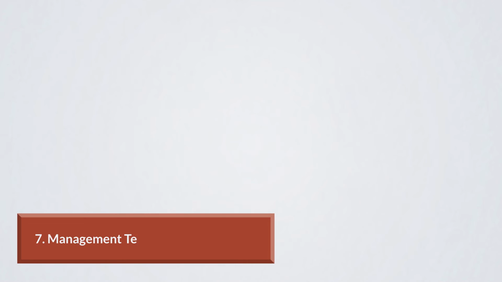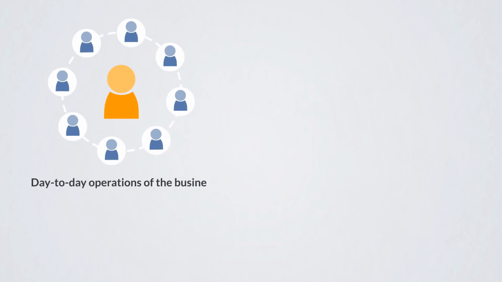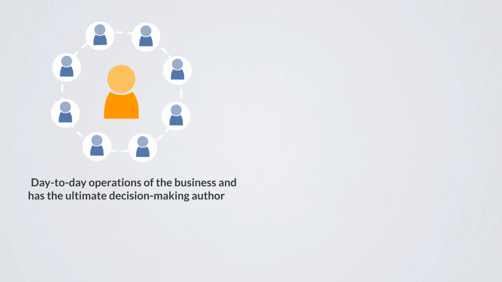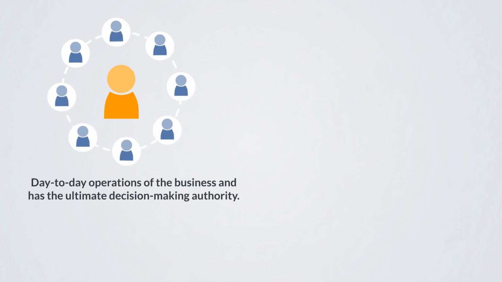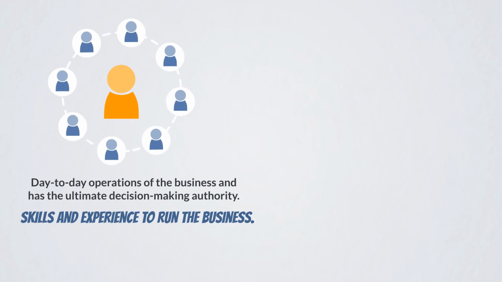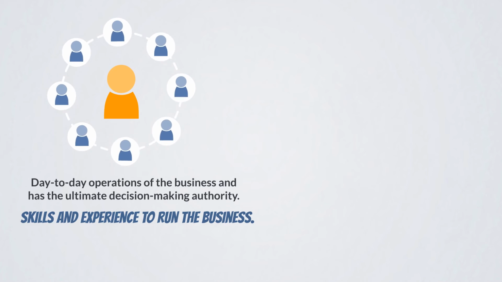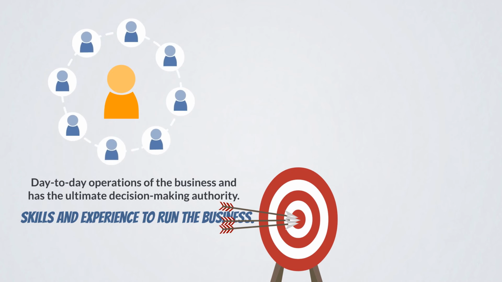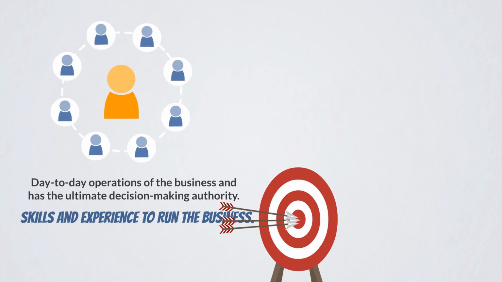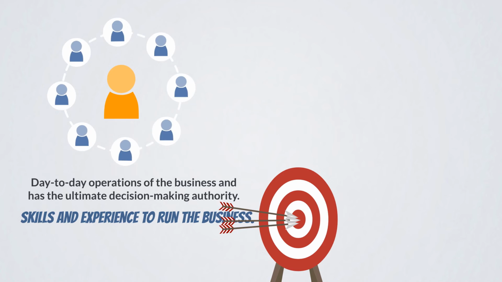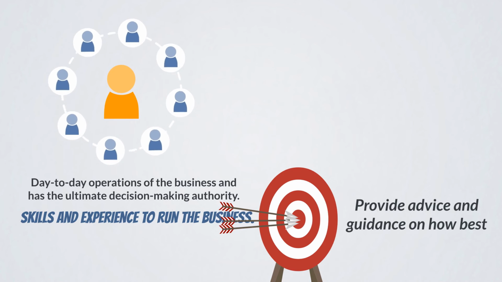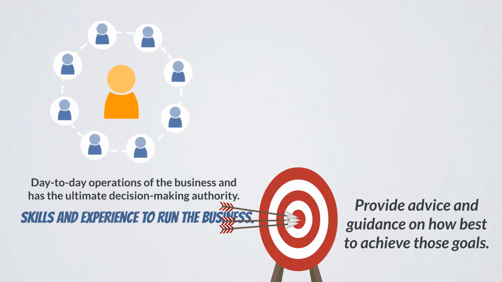Step 7. Management team. The management team is responsible for the day-to-day operations of the business and has the ultimate decision-making authority. The management team should be composed of individuals with the relevant skills and experience to run the business. The management team should have a clear understanding of the business's goals and objectives to be able to articulate them to others. They should also be able to provide advice and guidance on how best to achieve those goals.